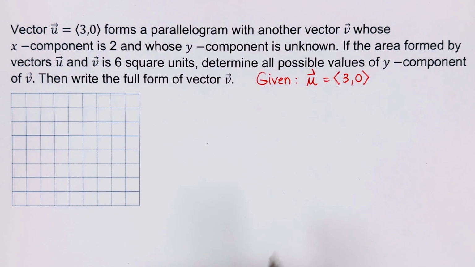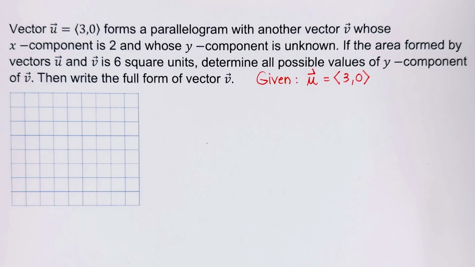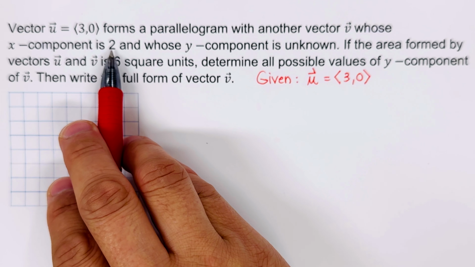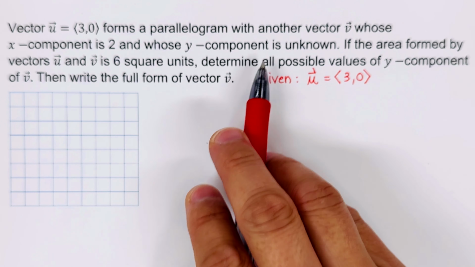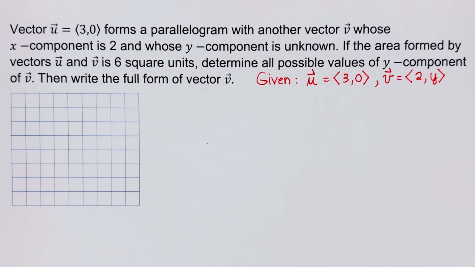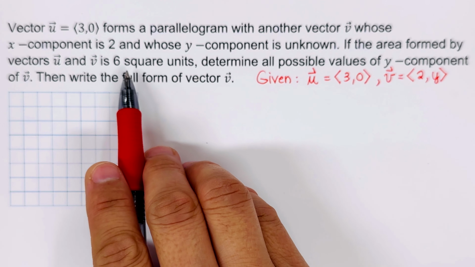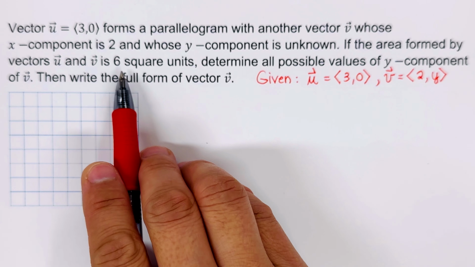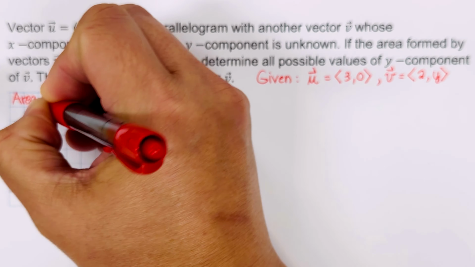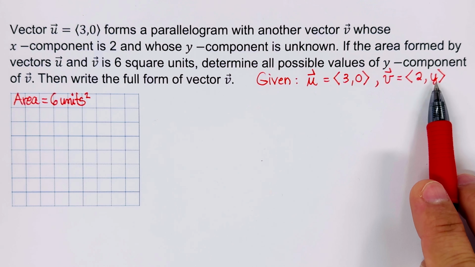So vector u has a component of 3, 0. And we also have a vector v. The x component is 2 and the y component is unknown. So I'm going to go ahead and write that up here. In this problem as well, we are given that the area formed by these two vectors is 6 units. So our task is to figure out what is the value for y.